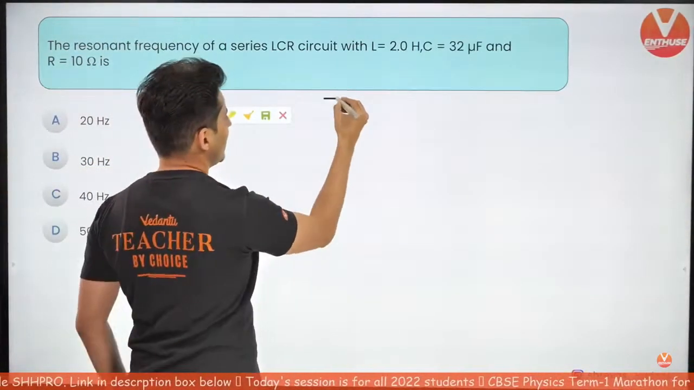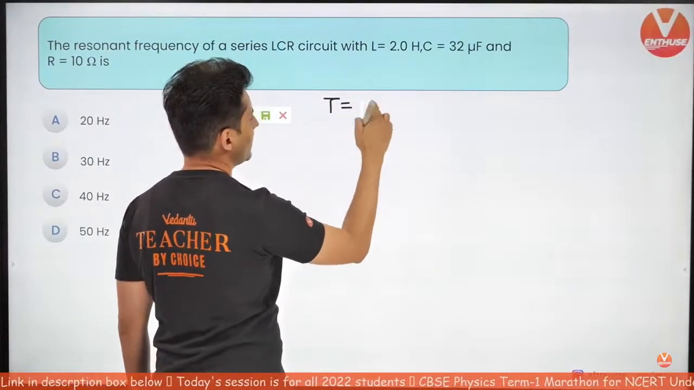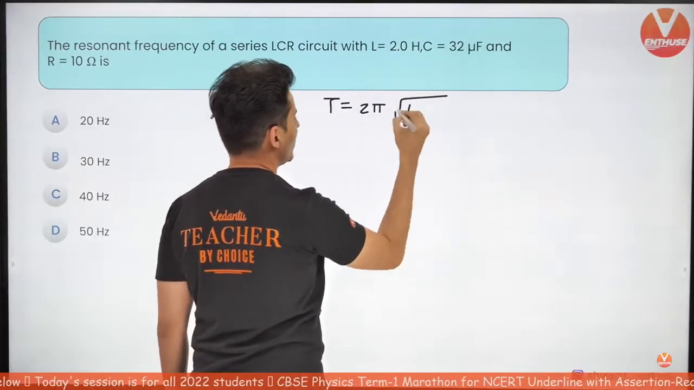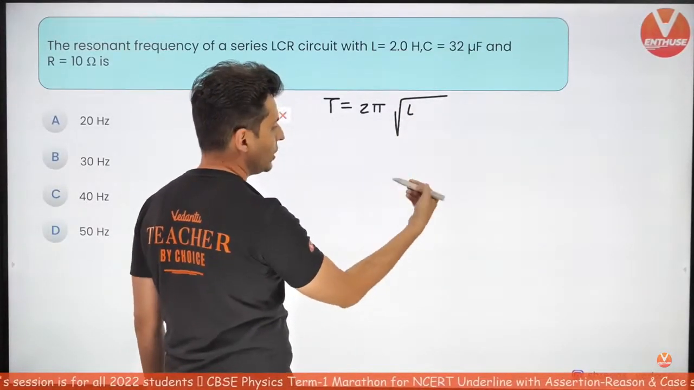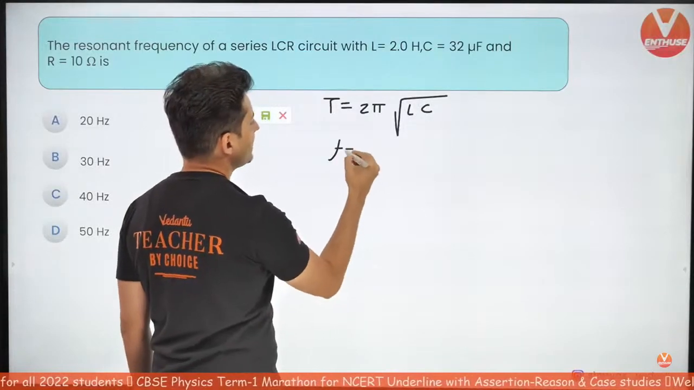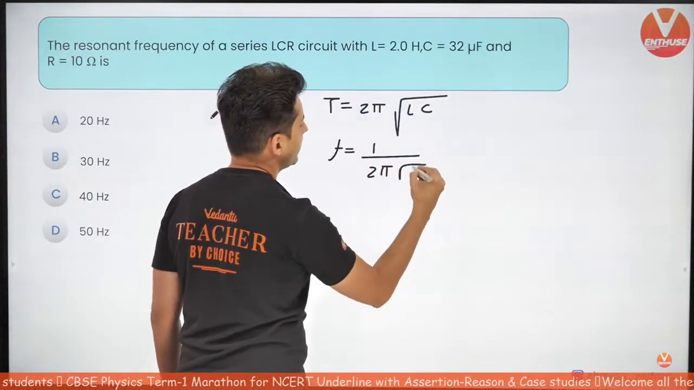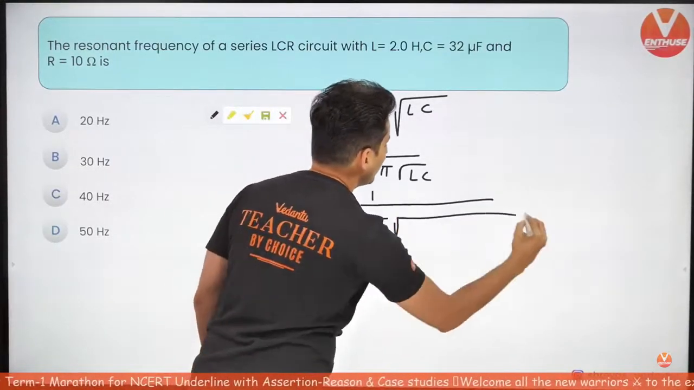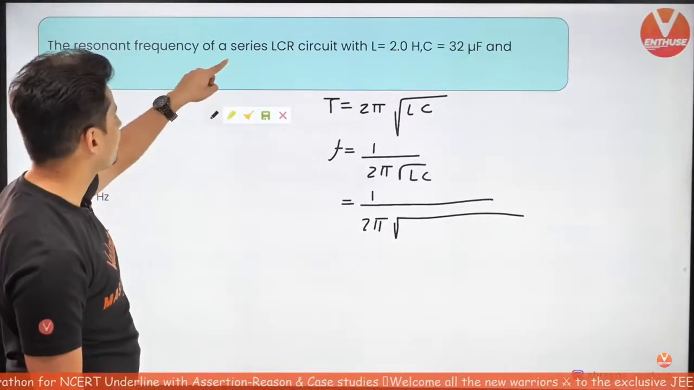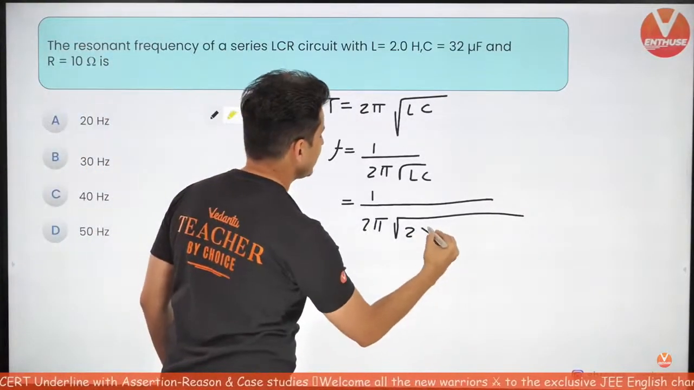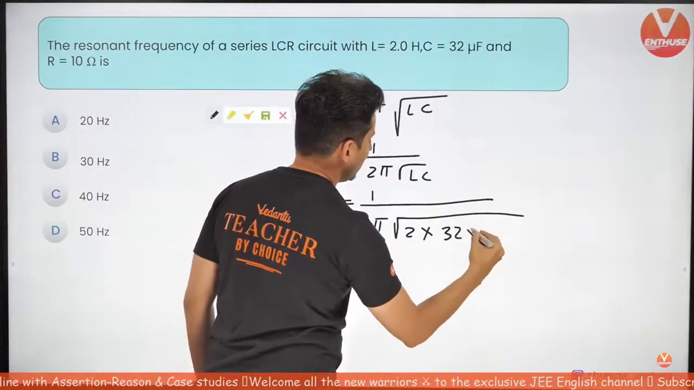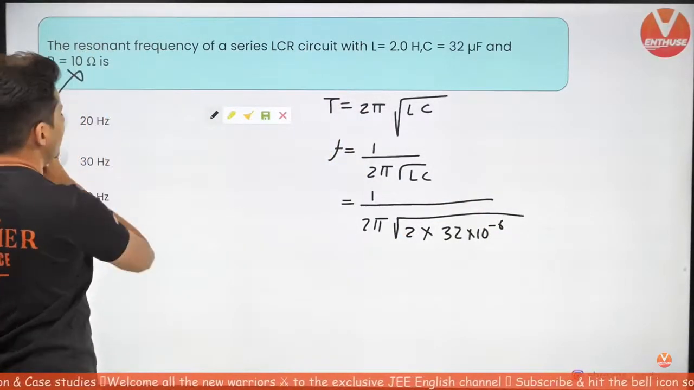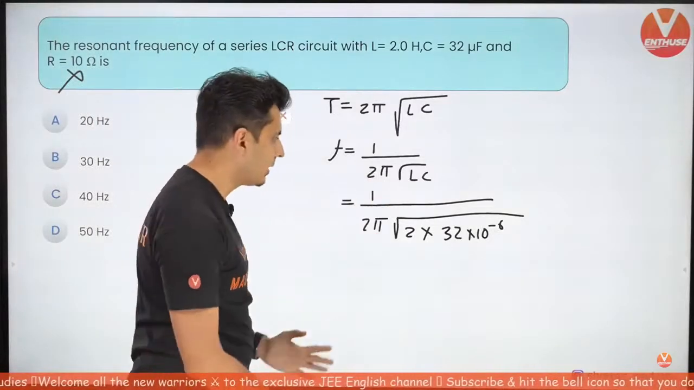Remember, time period was nothing but 2 pi under root m by k. Instead of mass you put L, instead of k you put 1 by C. So frequency will be 1 by 2 pi root of LC. Just substitute everything. So 2 pi root of L. L is 2, C is 32 into 10 to the power minus 6 because it is micro. What about the resistor? It is not needed. It's just given, ignore it.